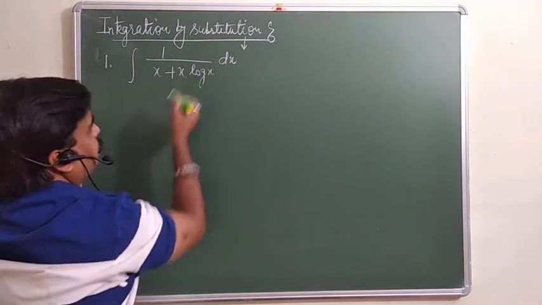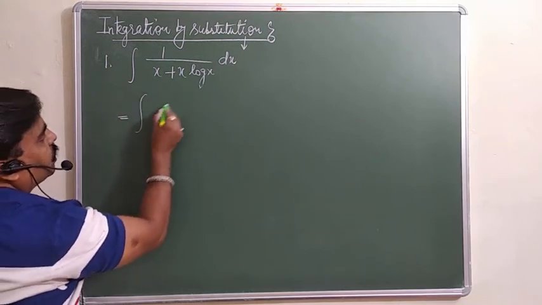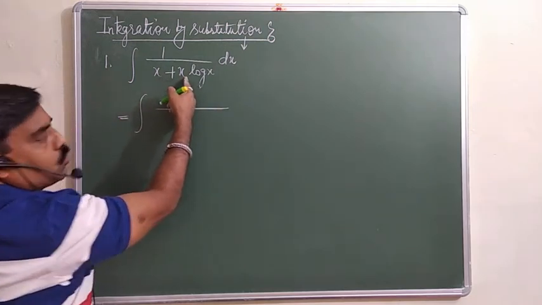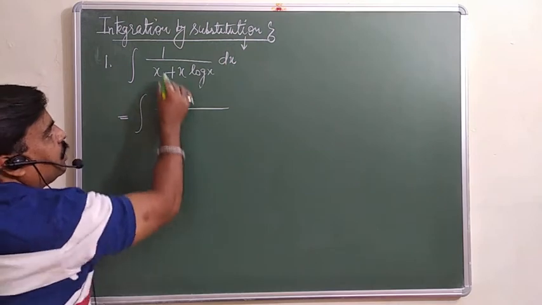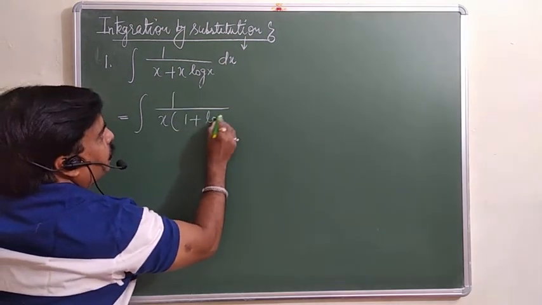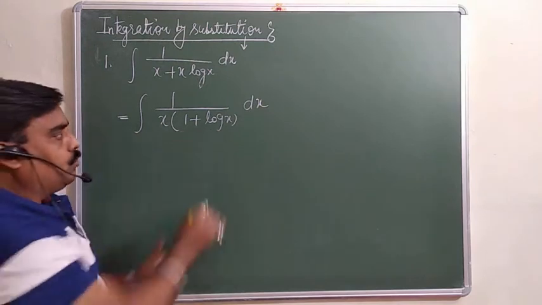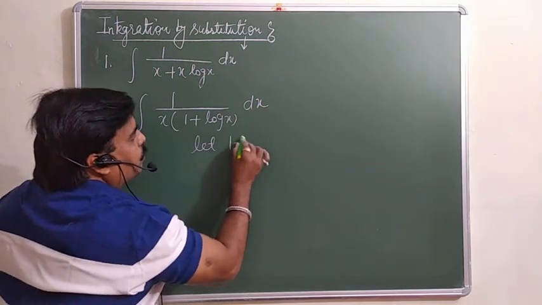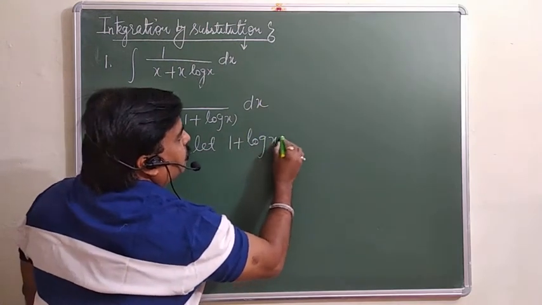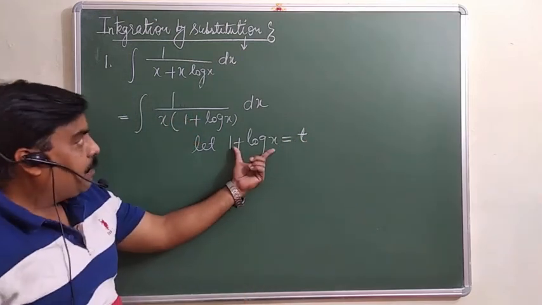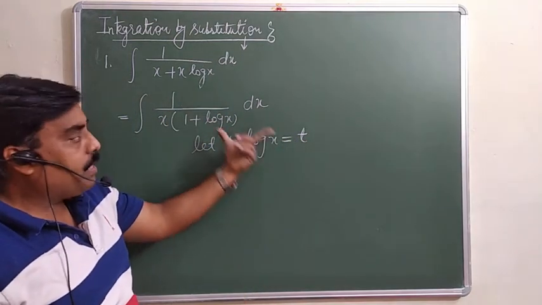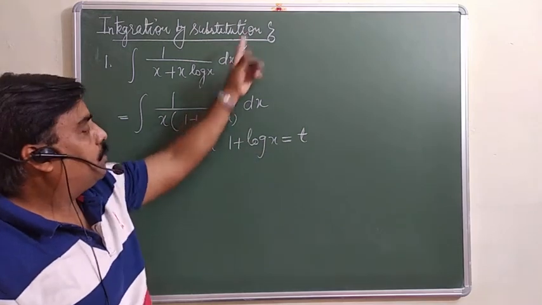So here, suppose we take this question. It can be written as, you can take out x as common from here. So what you will get is x times 1 plus log x dx. Now you can apply the substitution. You can assume that 1 plus log x is equal to t. इसका derivative यहाँ होना चाहिए, otherwise you cannot apply the substitution method.